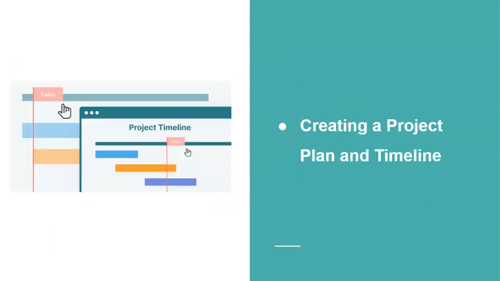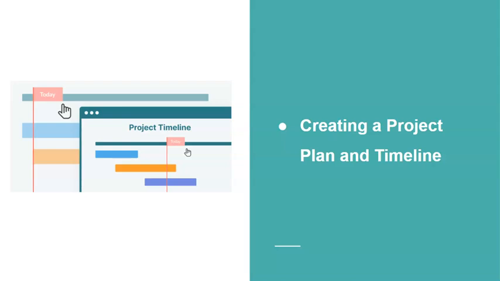Right? The second thing is creating a project plan and timeline. When you've set up your objective and goals for the product, the next step that you need to take is to be able to create your project plan and the timeline. Having a well-structured project plan and timeline is very important for you to keep your project on track.